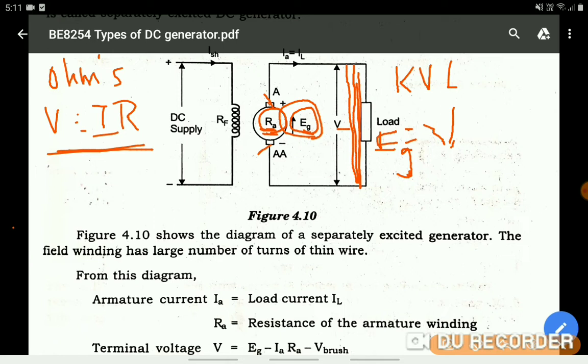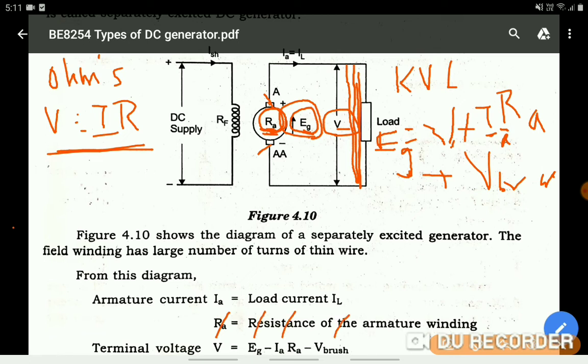Which one is the armature current? IA is the armature current. RA is the armature resistance. So there is a drop here. Then the brush drop is very negligible. That's why we can write it as V brush. So what we require is the terminal voltage V. So rearranging this expression, we get V equal to EG minus IA RA minus V brush.